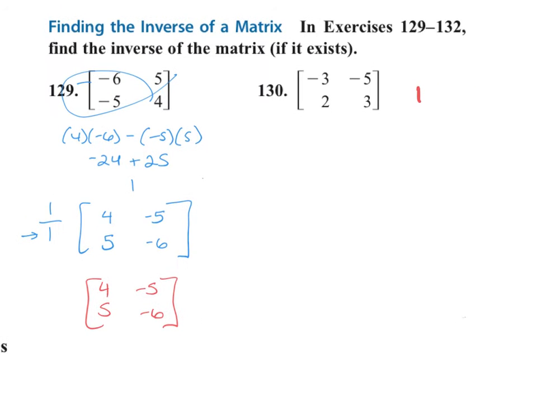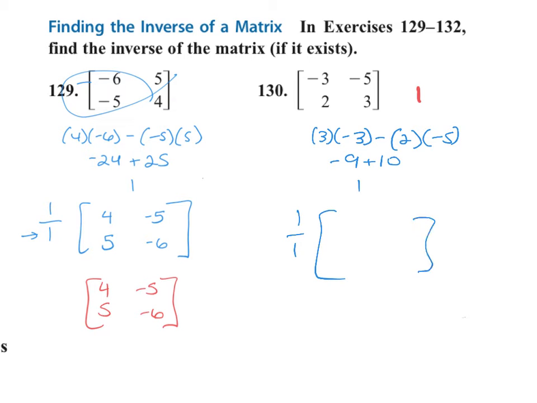So this one, it's also like this is 3 times negative 3. I don't know why your book loves to make them 1, but this is negative 9 plus 10, which is 1, right? It would be 1 over 1. And then this time you switch them, so we're switching these. 3, negative 3, and then you're changing the sign on the 5 and the 2. So I'd get 3, 5, negative 2, negative 3.